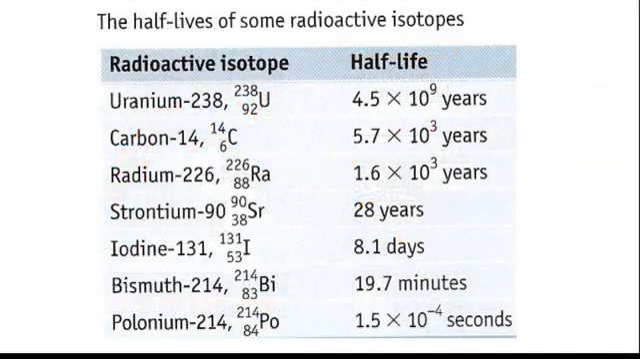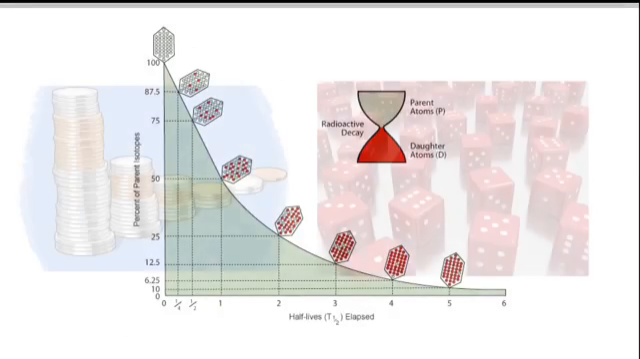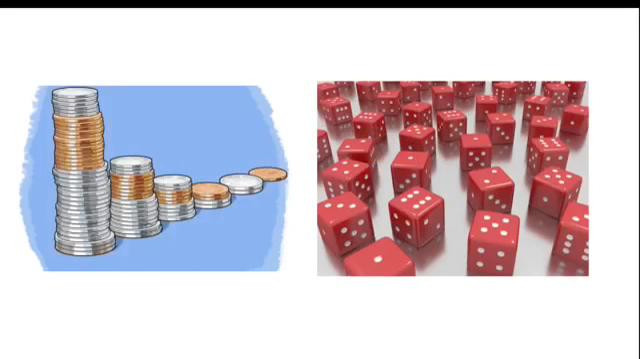Different radioactive elements have different half-lives, from fractions of a second to millions of years. Half-life can be found using a decay curve and used to predict the activity or the amount of a sample over time, either back in the past or forwards to the future. Coins and dice can be useful in helping us model radioactive decay, as long as we use enough of them.